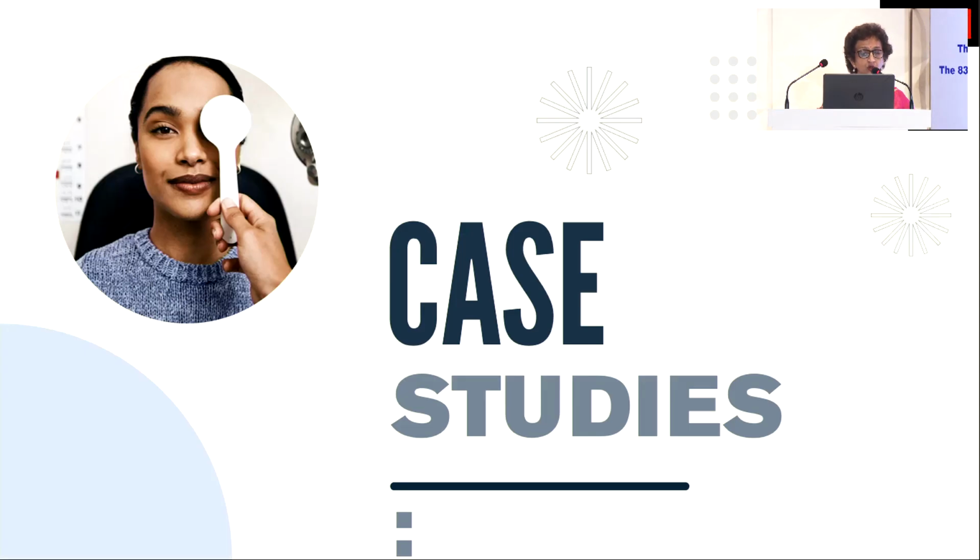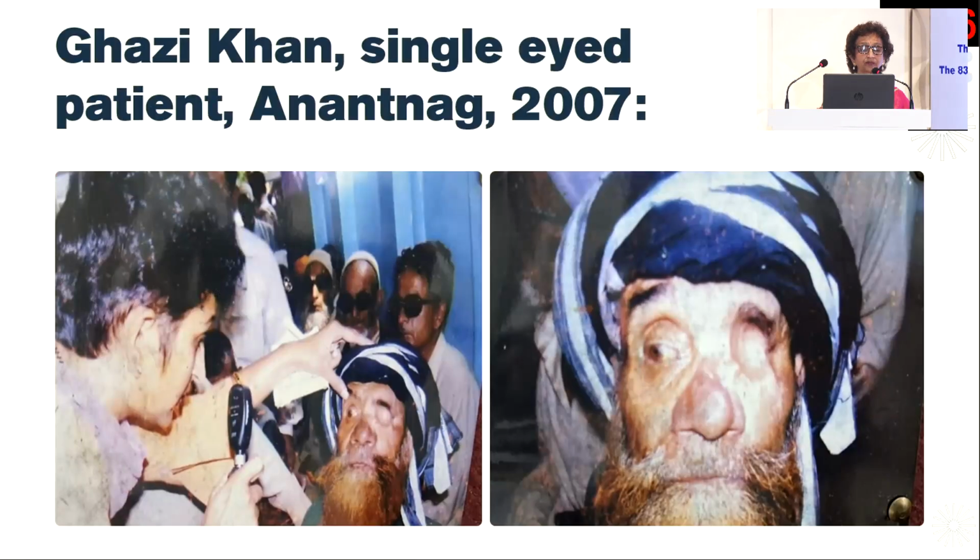Now I would like to show you some pictures showing community ophthalmology work done by our hospital. This is Ghazi Khan, a single-eyed patient, who was operated on by our hospital in Anantnag in 2007. He lost one of his eyes in a bear mauling, and the other eye was operated on by our hospital. Before surgery, life was not good for him, but after surgery, he said he could see his food in the plate, he could go to the washroom, he could clip his nails and mustache. It was a life turned 360 degrees good for him.